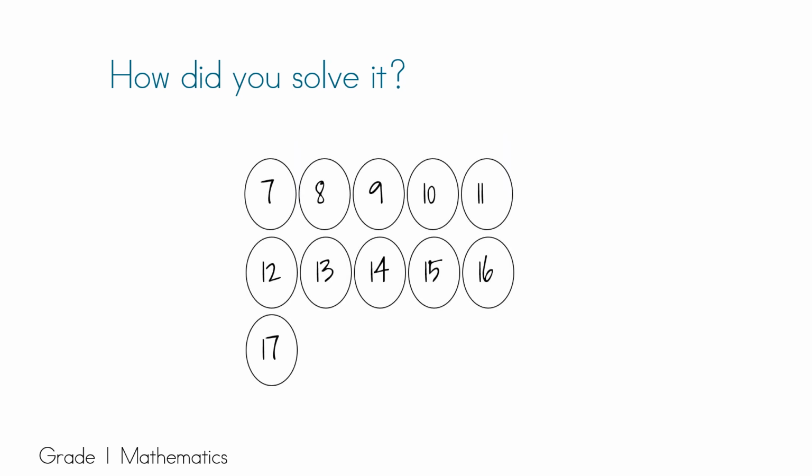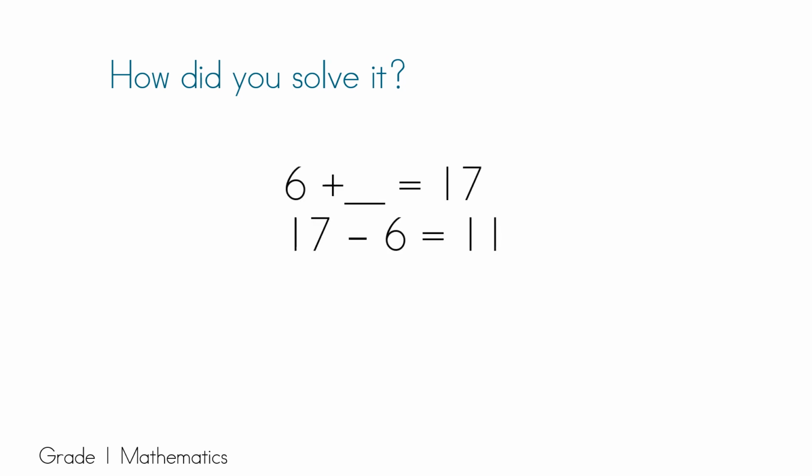Or maybe you drew circles. So you knew there were 6 pink cupcakes. And then you drew circles for how many more till 17? 7, 8, 9, 10, 11, 12, 13, 14, 15, 16, 17. And you saw there was a 10 and one more to make 11. Maybe you considered a number sentence, or equation. So 6 plus something equals 17, or maybe you subtracted. 17 cupcakes minus 6 that were pink equals 11 white.